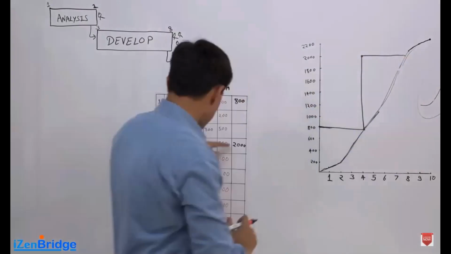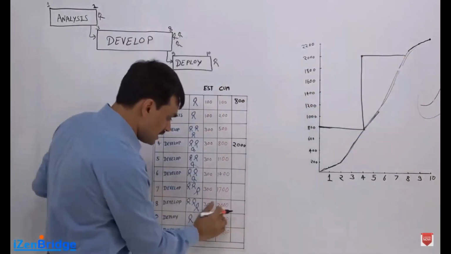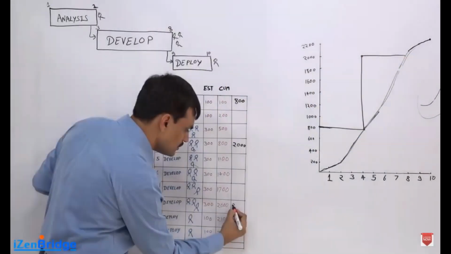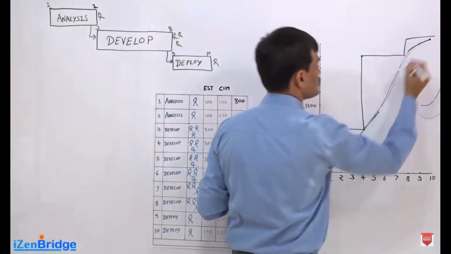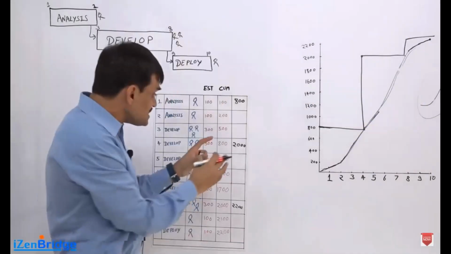And then maybe on the day here, you ask, give me the remaining 200, 2200, so that I can finish my project. So this is your funding limits.